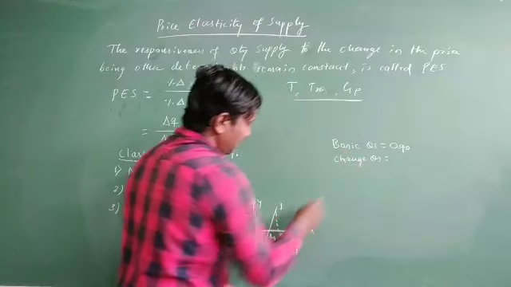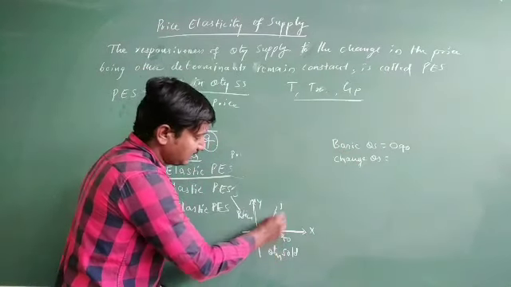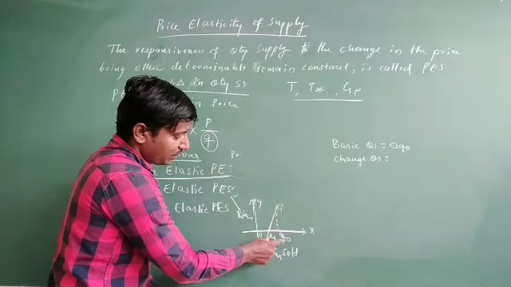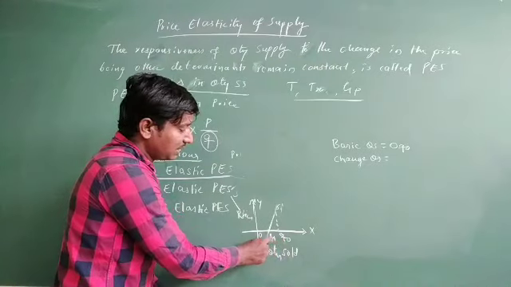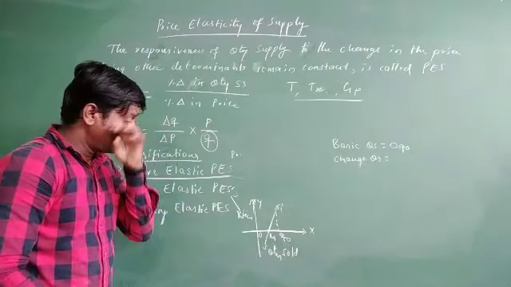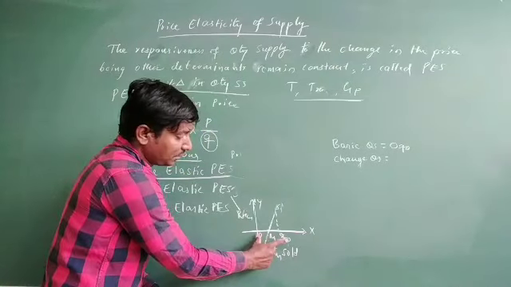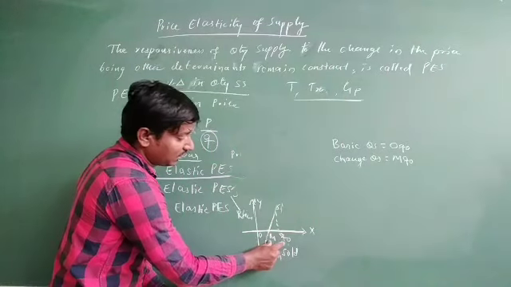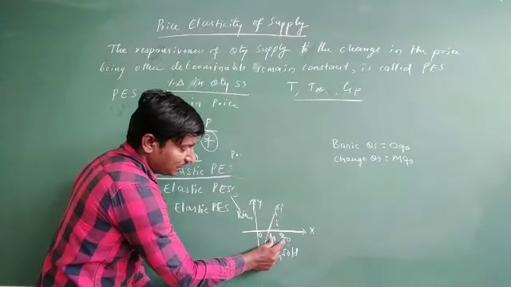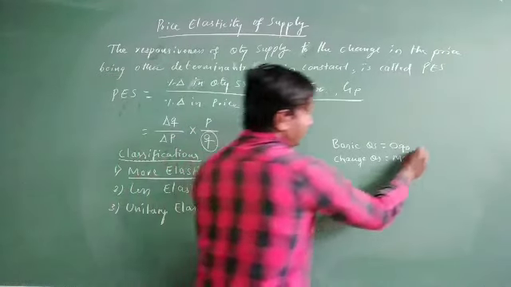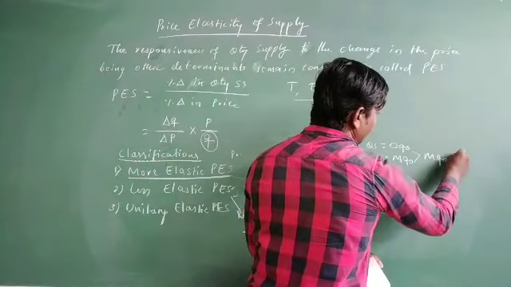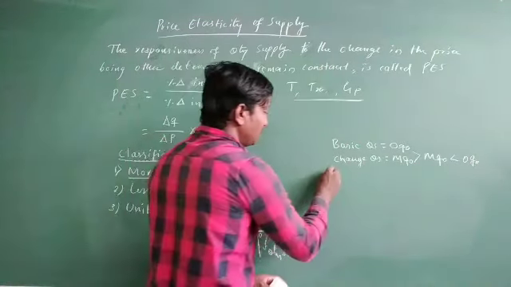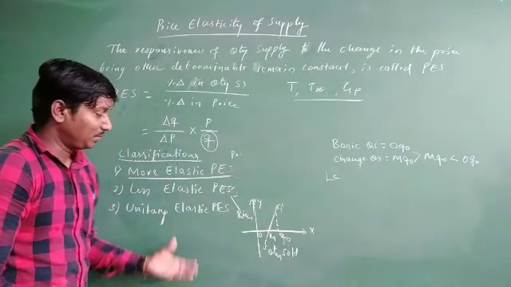And what is the change in quantity supply? MQ naught. You can see this is the supply curve, SS dash, where the change in quantity supply is MQ naught. MQ naught is this much, OQ naught is this much. So the change in quantity supply is MQ naught, and MQ naught is less than OQ naught, which means less elasticity of supply.